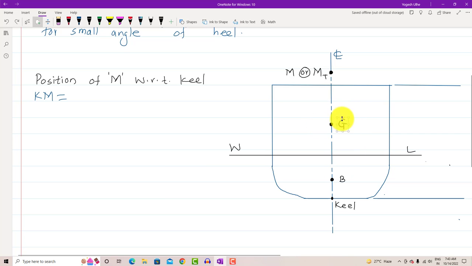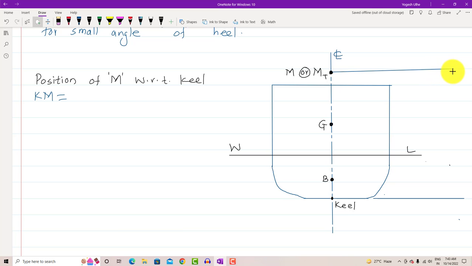One minute. Let me make the drawing proper, guys. This line must be from the M, guys. Sorry for the blunder from my side. So this dotted horizontal line must be from M. And from the keel, another dotted line.